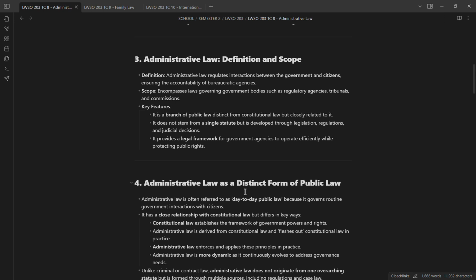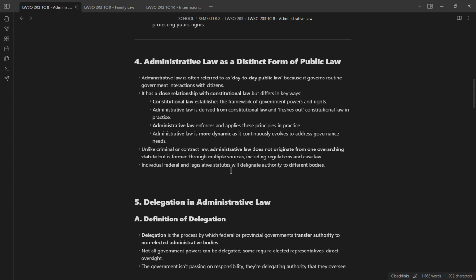Again, administrative law is essentially the law surrounding administrative bodies. What do administrative bodies do? They govern and manage the relationship. They stand as a middle ground in the relationship between the government and the people. So it only makes sense for administrative law to provide a legal framework for government agencies to operate efficiently while protecting public rights.